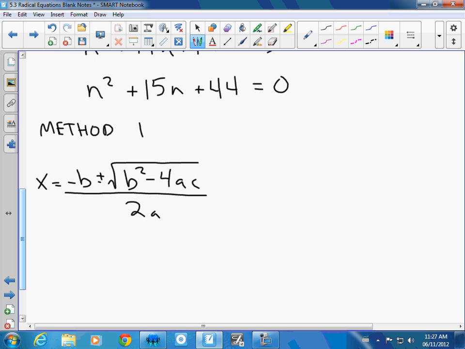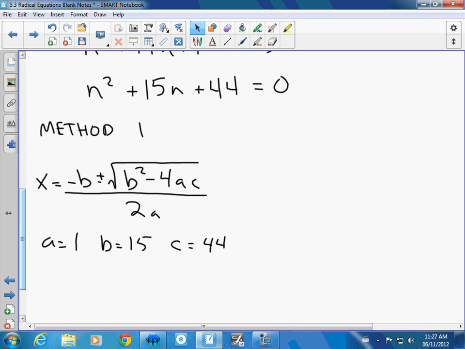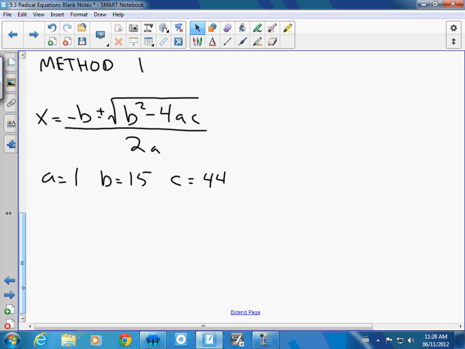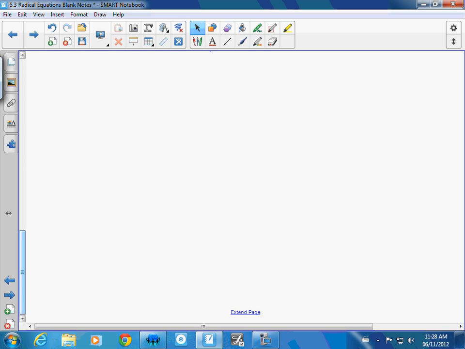And now first off, is that in standard form? Does it always have to be in standard form? It always does. Okay, so a is 1, b is 15, c is 44. Now that you've written it down, can you plug it in? Sure, why not? Just continue doing the math. You guys have this. I'm going to write it on the board, but you know how to do the quadratic formula. You just wrote a test on it.